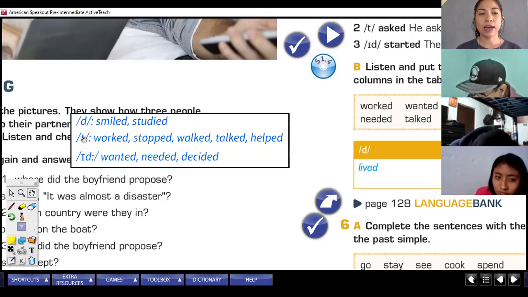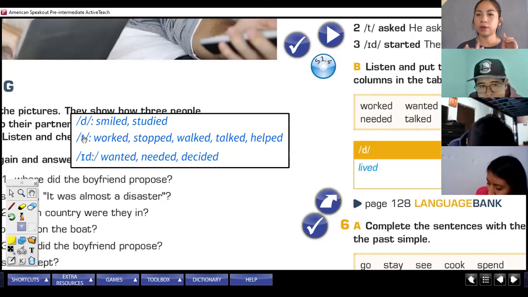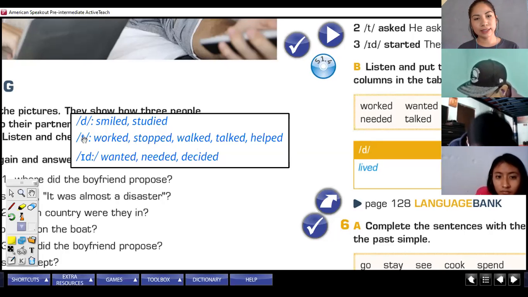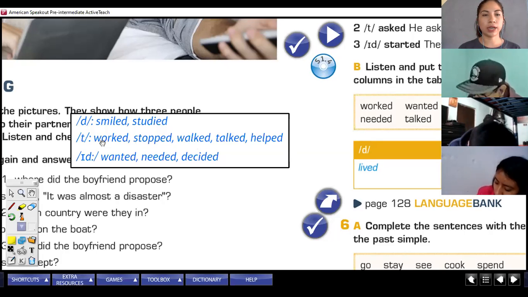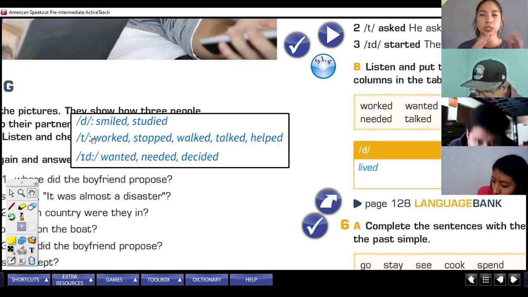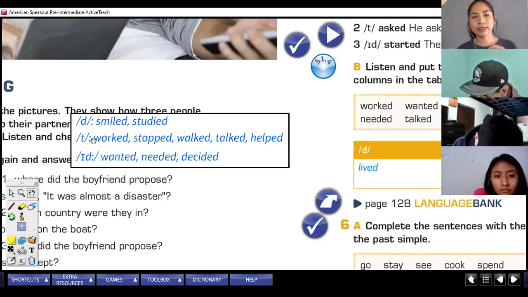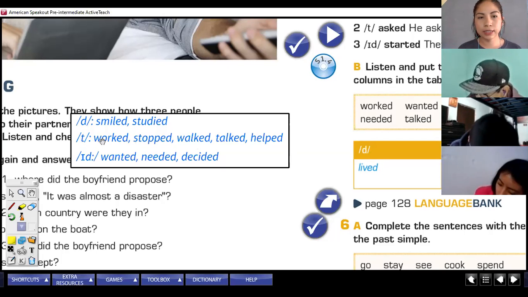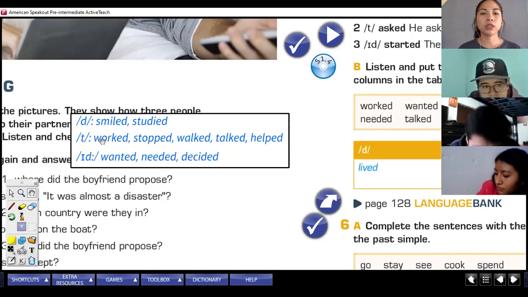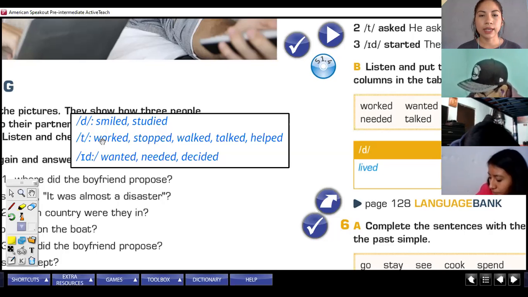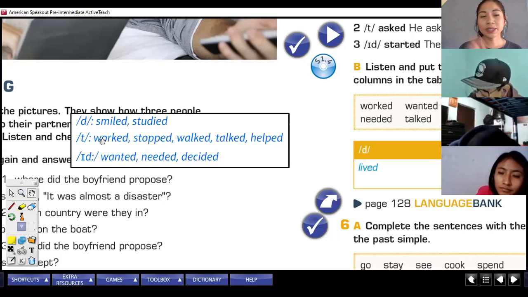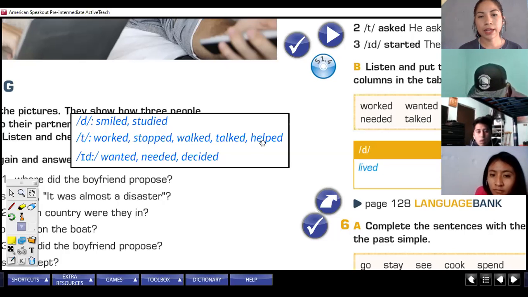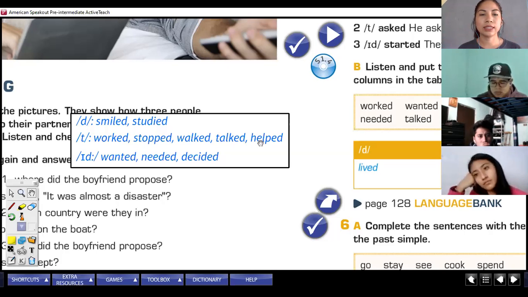Acuérdense que si ya terminan en T o en D, tiene que ser ID. Entonces aquí no podemos poner nada que termine en T o en D. Todos los que terminen ya en T o en D van con ID. Entonces, for T, we have worked, stopped, walked, talked, and helped. There are two consonants, K and P, that are here, helped. K and P are with the sound T, okay?